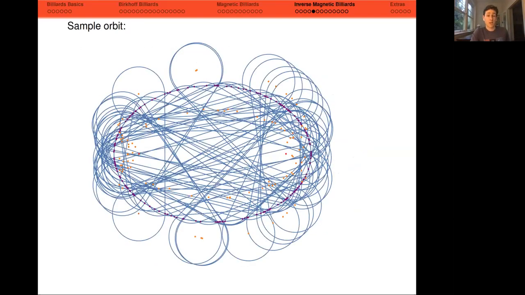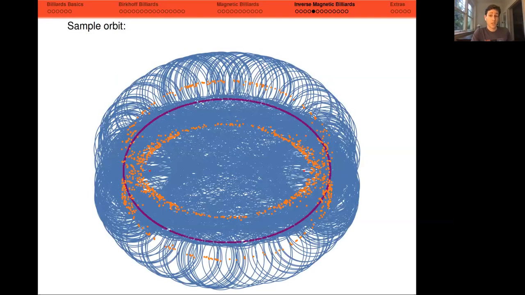This is now iterating that map 100 times and then 1,000. Again, these dark purple points are the points on the boundary, the exit and re-entry points on the boundary. Orange points are the centers of these Larmor circles.